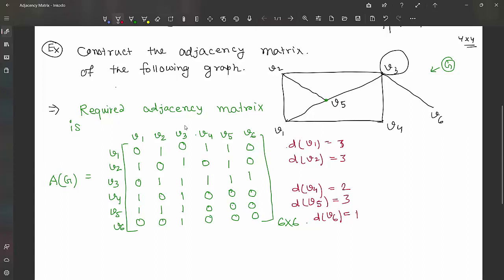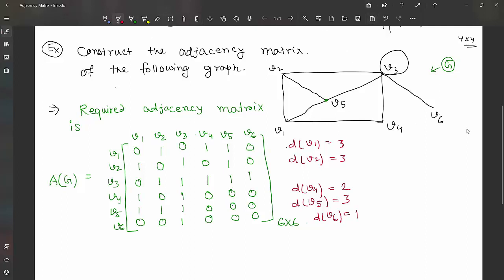So this is the process. If there is no self loop or any parallel edges, then you can see that in your matrix, the number of ones in a row actually defines the degree of these vertices. So now we will note these observations for the matrix.